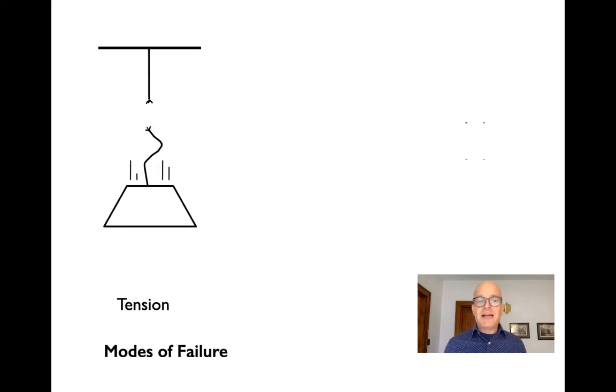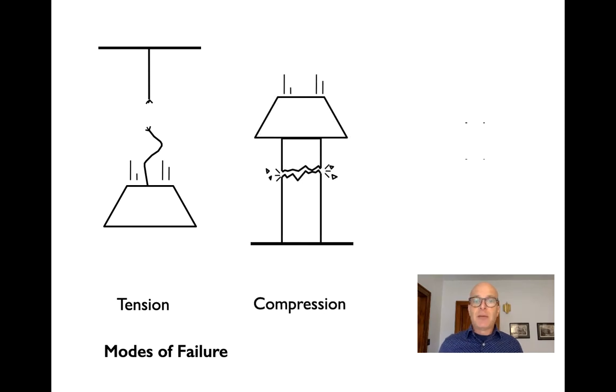Basically, we've looked at two modes of failure in axially loaded elements. Failure in tension is quick and dramatic, right? The rope snaps, the cable gives way, the weight falls. And in compression, we talked about crushing. If we go past the allowable stress in concrete or steel, the material will actually kind of crush.